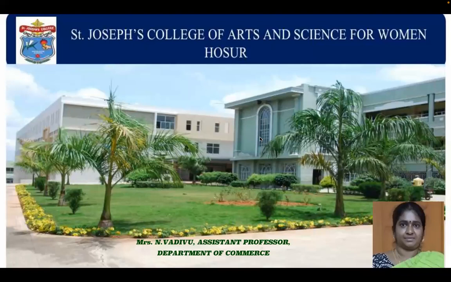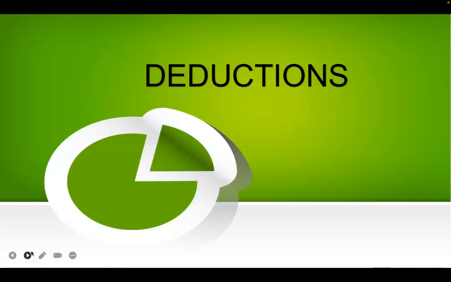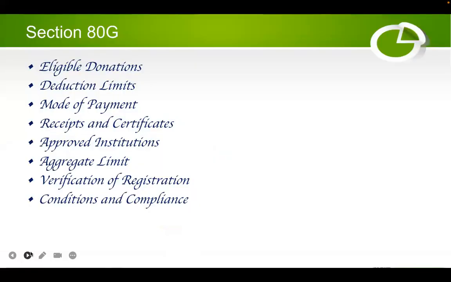Deduction. First, we'll see about the deduction under Section 80G. Deduction under Section 80G of the Income Tax Act is allowed for the amount paid by taxpayers as donation to any fund, institution or charitable trust. All donations are not treated equally under the Income Tax Act. Donations to certain funds and institutions qualify for 100% or 50% deduction without any qualifying limit.